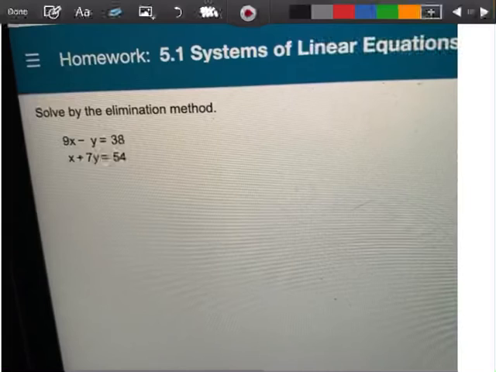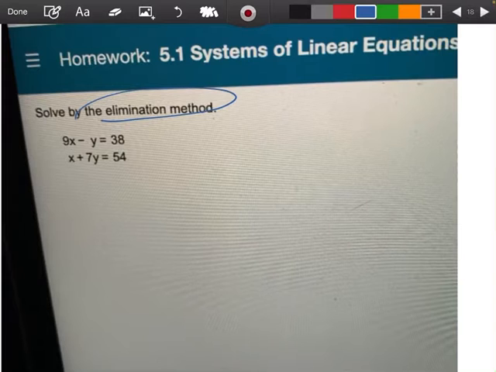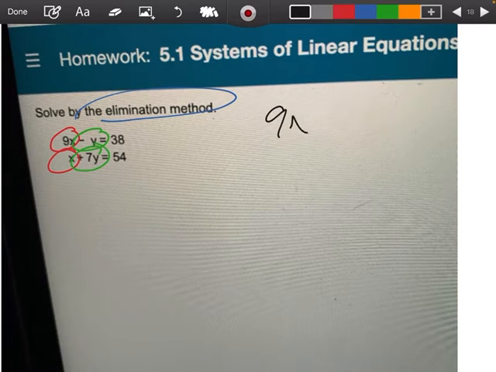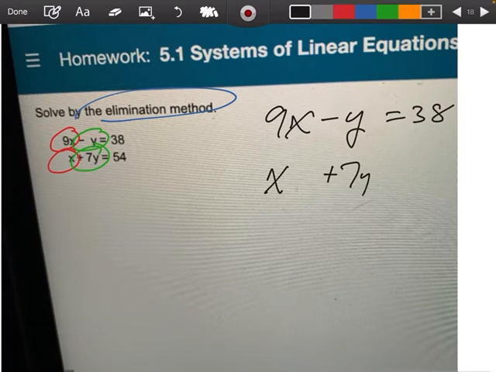All right, so y'all, this is a problem out of 5.1, and one of our classmates asked if we can go through it. So it says solve by the elimination method. Okay, so remember, in the elimination method, what we're trying to do is get either the same number in front of the x's, but with different signs, or the same numbers in front of the y's, but with different signs. Okay, so we have 9x minus y equals 38, and we have x plus 7y equals 54.